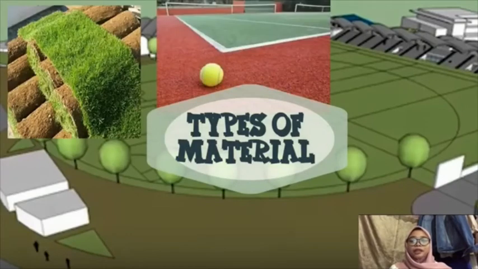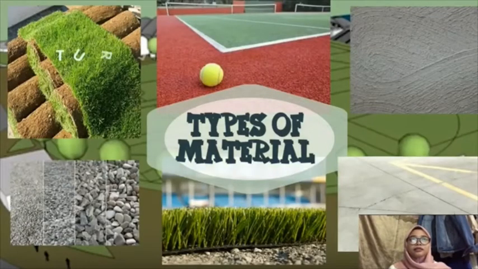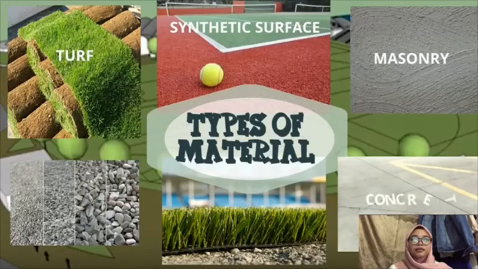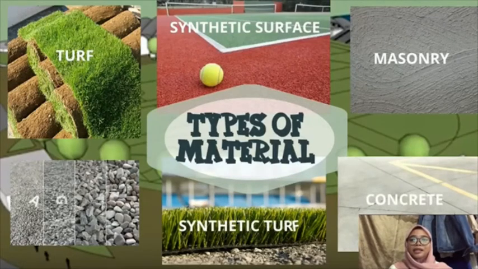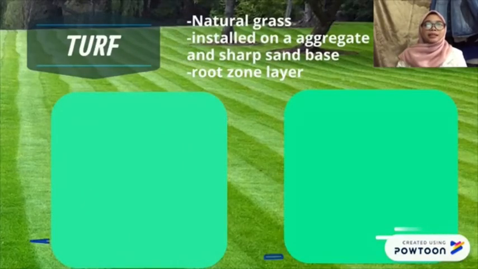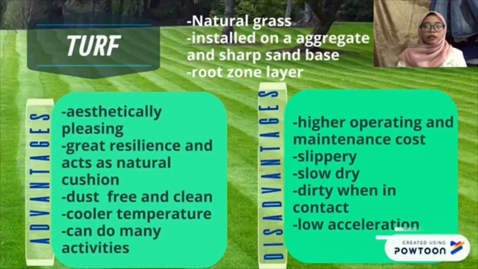Next, types of material of the surface. It has turf, synthetic surface, masonry, concrete, synthetic turf, and aggregates. Turf and synthetic turf are different types of material. Okay, turf. Turf is natural grass that is installed on an aggregate and sharp sand base on a root zone layer. Turf is the original grass that we plant on the sand. The advantages: aesthetically pleasing because the colour catches the eye, great resilience and acts as a natural cushion since it's original, dust free and clean, cooler temperature, and can be used for many activities.